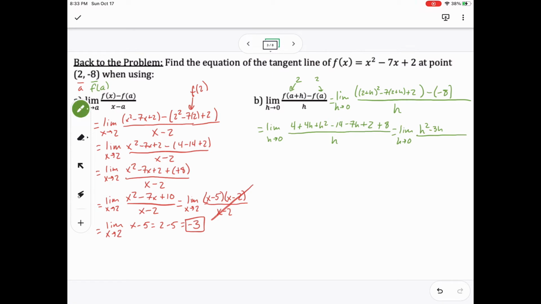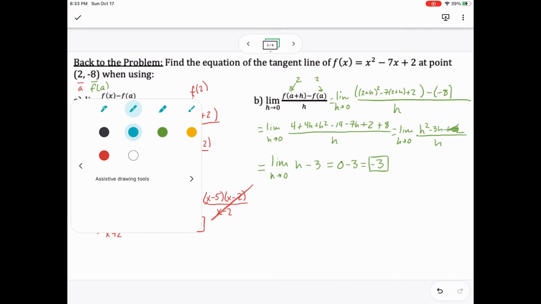So I can write minus 0 or plus 0, but I really don't have to. So I can just leave it as h squared minus 3h divided by h. Simplify, so h squared becomes h, minus 3h becomes minus 3, and now I can plug in 0. And so 0 minus 3 gets me negative 3. Notice that I got the same slope.